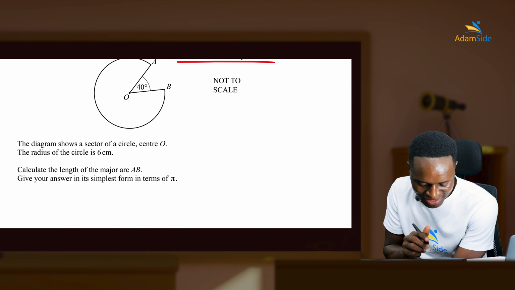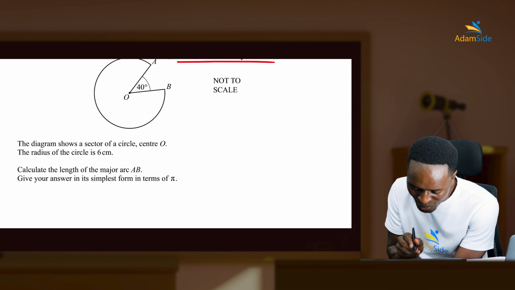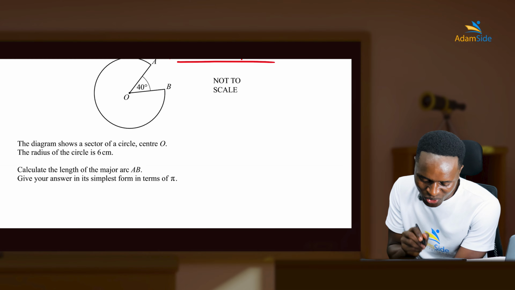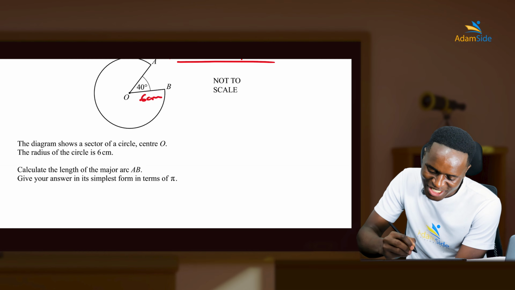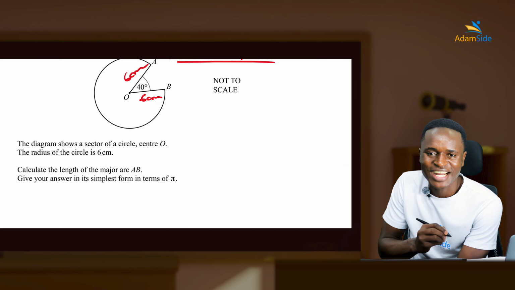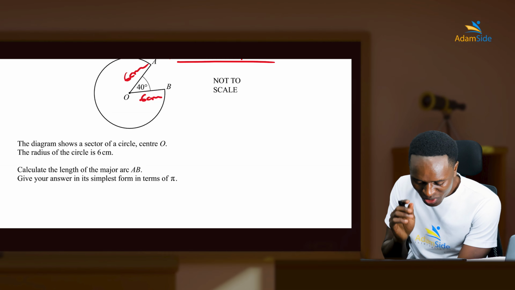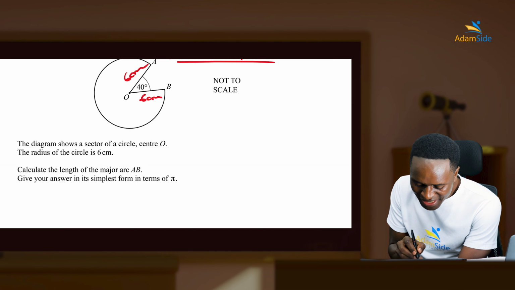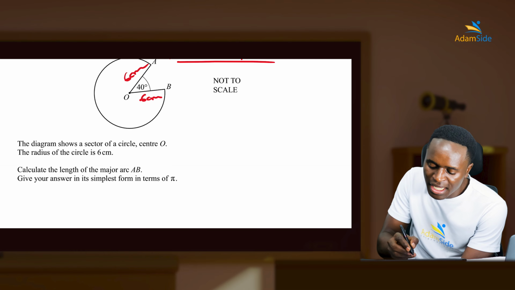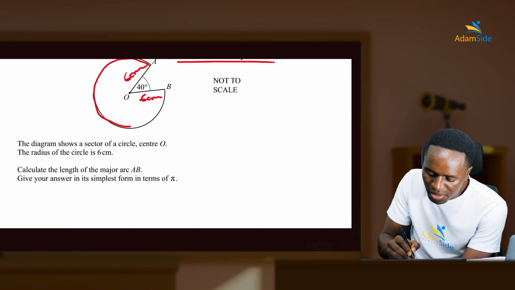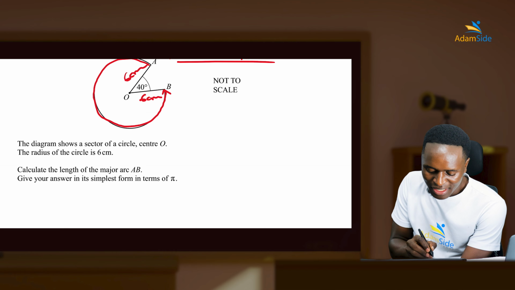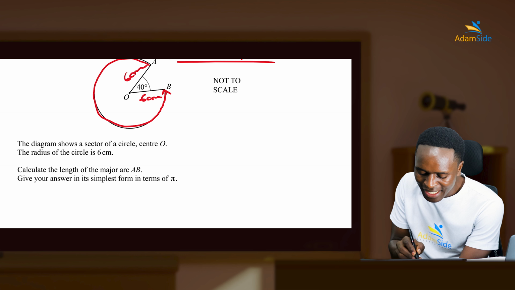This is very important. So the diagram shows a sector of a circle, center O. The radius of the circle is 6 cm. So if the radius is 6 cm, what you need to know? OB is 6 cm, dear candidate, and OA is 6 cm. Perfect. That's what we know. Calculate the length of the major arc AB. Major arc AB, that means we need this one. This is the major arc, the major section. So calculate the length of the major arc AB.